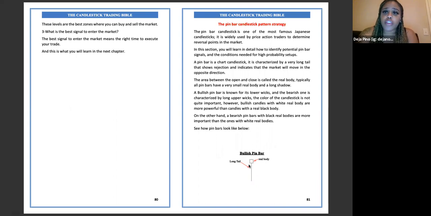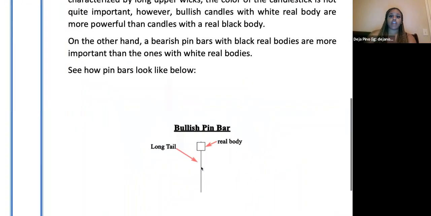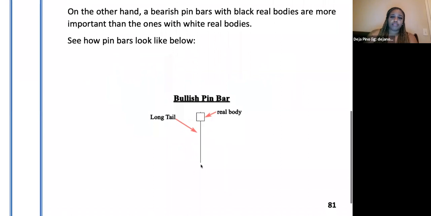All right, it says the area between the open and close is called the body. So this right here, let me scroll in. This is the long tail, and then we have the body, okay? So this is the body, this is the tail, all right? And what happened was the market opened bullish, so it opened from here, shot all the way up, and then it got rejected by the sellers, and that's when it comes down and creates this little body, okay? Oh, no, I lied. I lied to you guys. So did I?